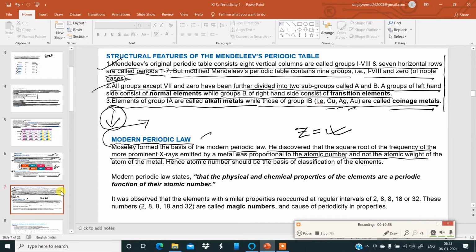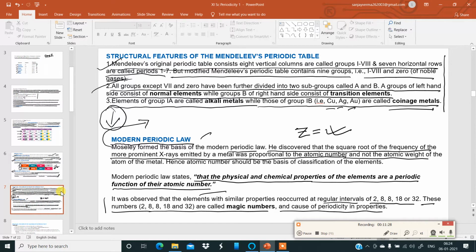Hence, according to the modern periodic law, the physical and chemical properties of the elements are a periodic function of their atomic numbers. It was observed that the elements with similar properties reoccurred at regular intervals of either 18 or 32. These numbers are called magic numbers and cause periodicity in properties. The word recurrence is very important over here.